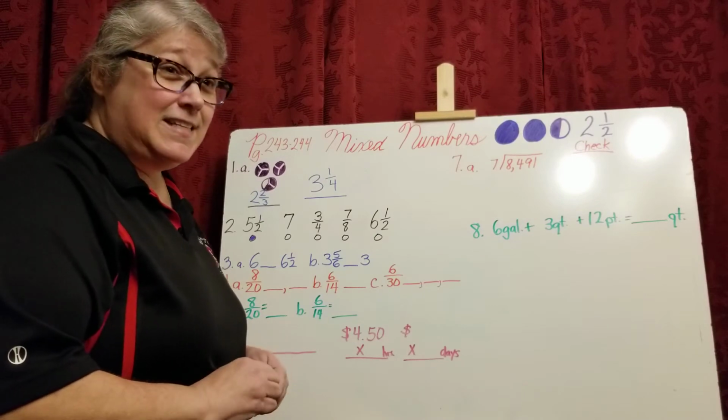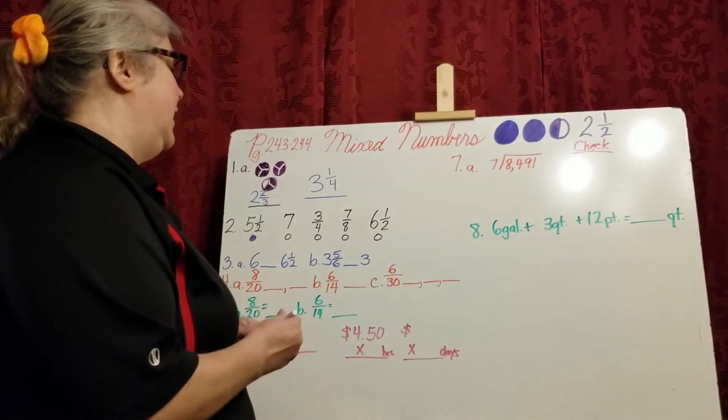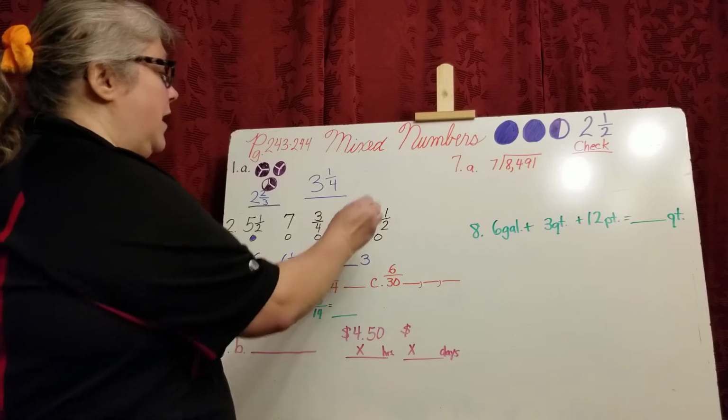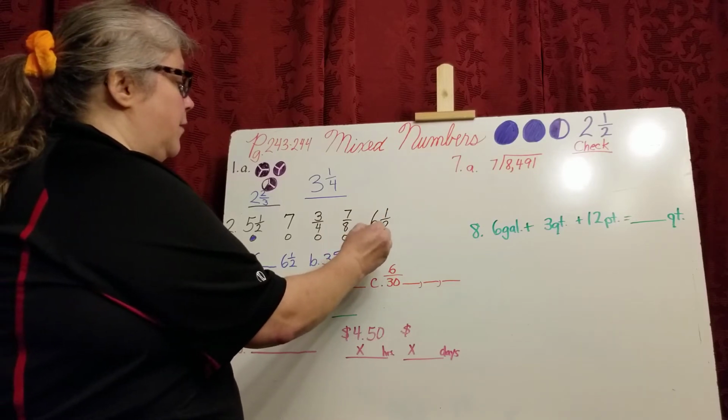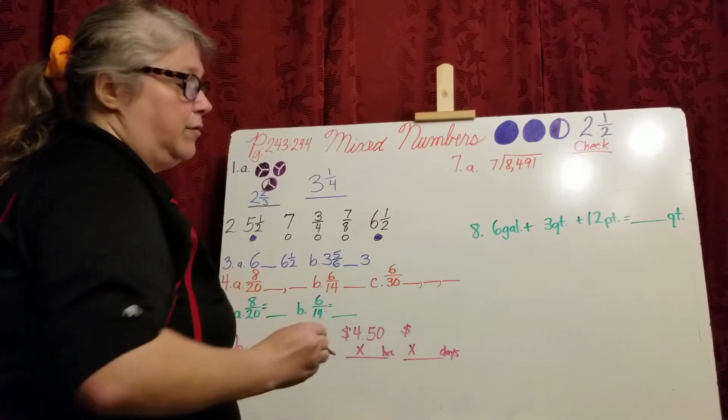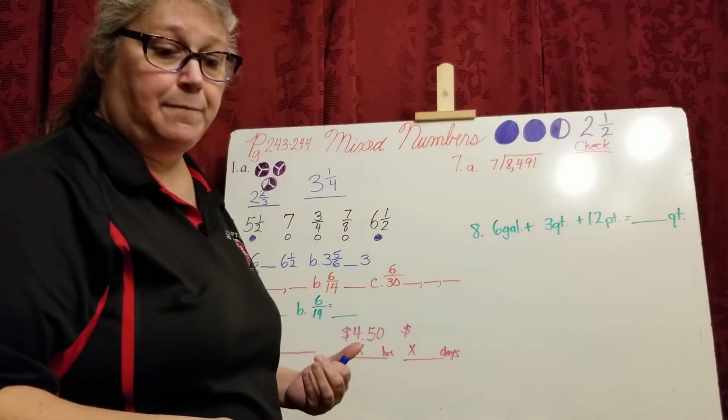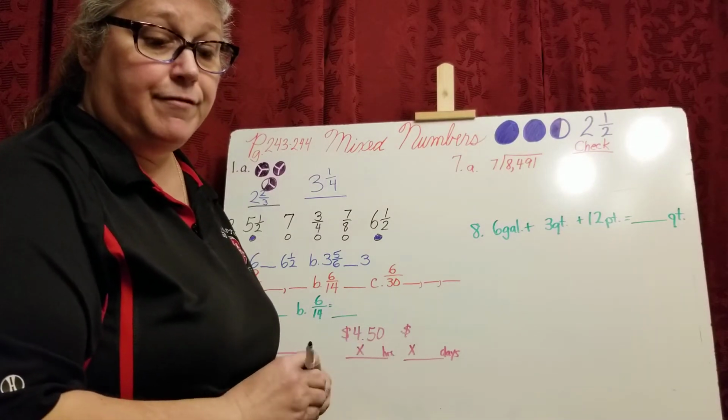I think Aiden is saying it is a mixed number. Aiden is saying because it has 6 whole and 1/2, that is a mixed number. Now the rest of the row you're going to finish after the lesson. Let's go down to number 3.